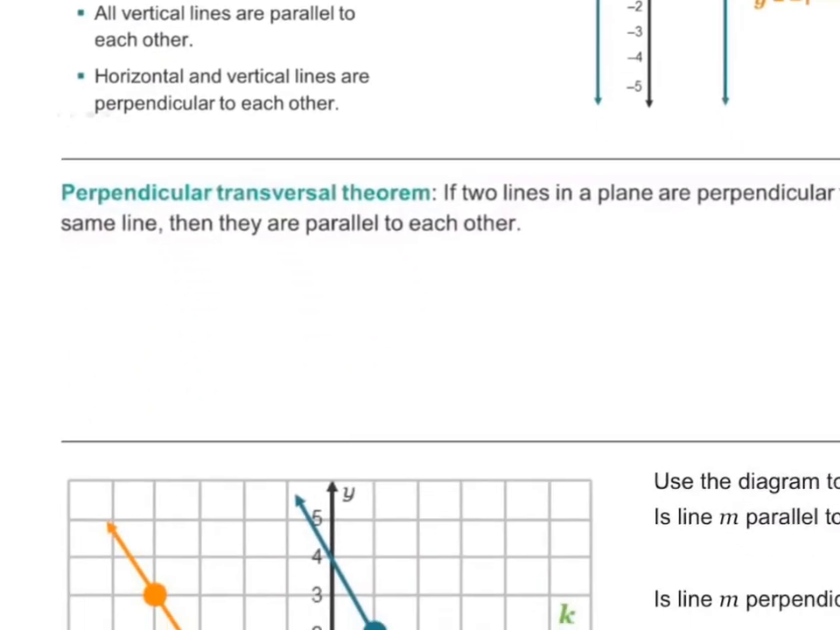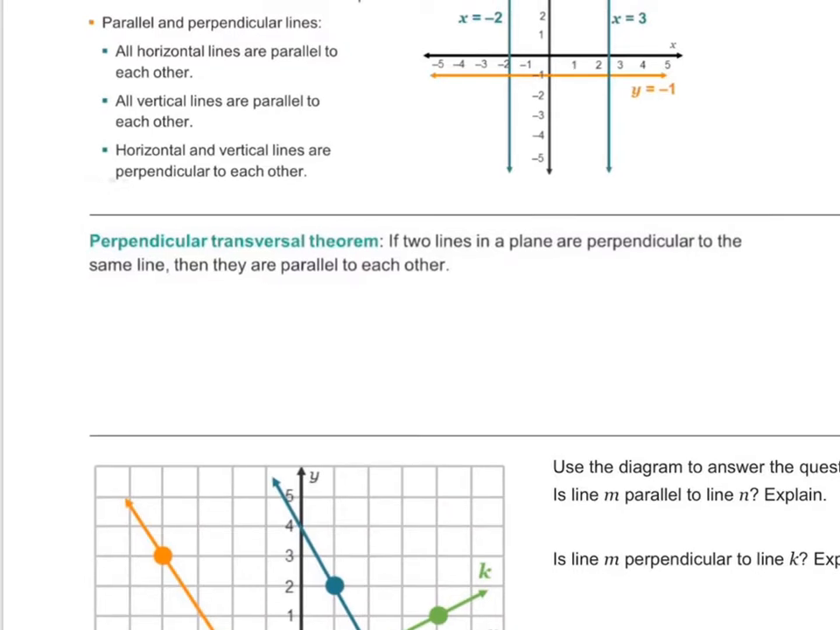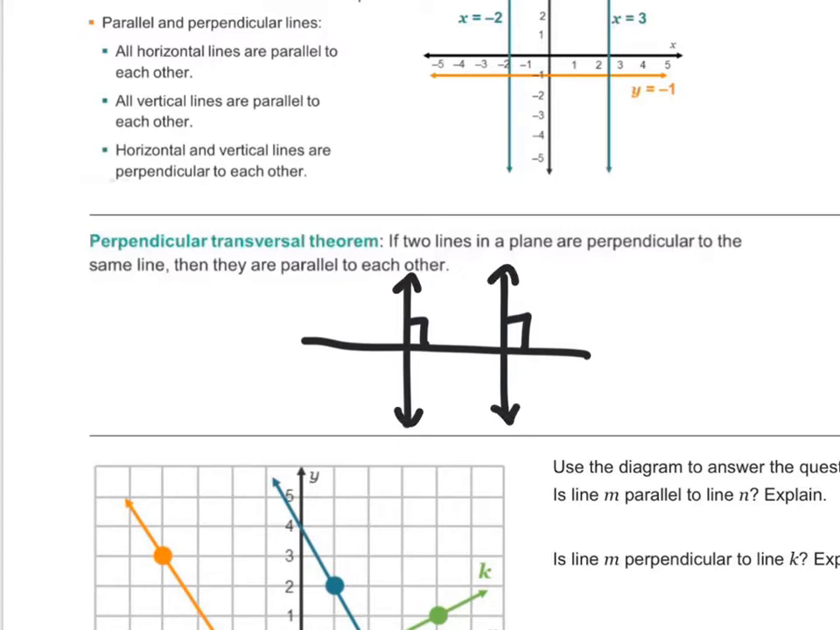All right, on this one, we have this thing called the perpendicular transversal theorem. It says if two lines in a plane are perpendicular to the same line, then they are parallel to each other. So if I've got two lines here, and I've got a transversal, and I know that this is perpendicular, then this is perpendicular. If both of these angles are 90 degrees, then both of these lines are parallel, and you can put the little notation in there that these lines are parallel. So if they're perpendicular to the same line, then you know that they're parallel, all right?